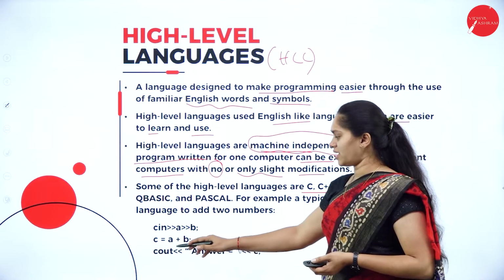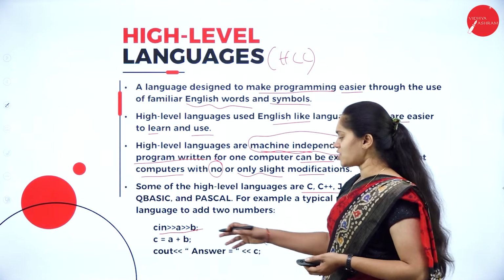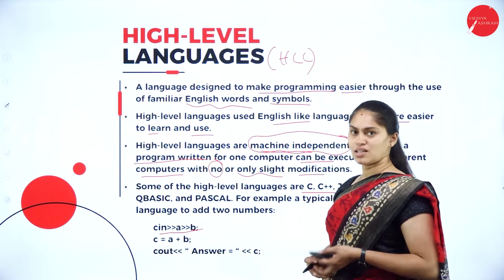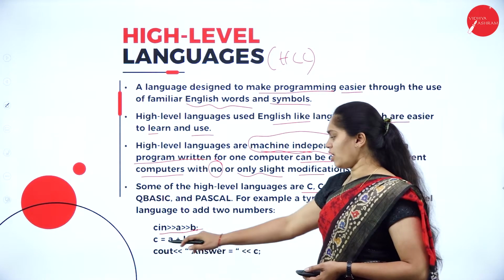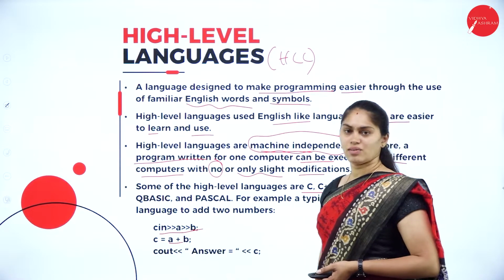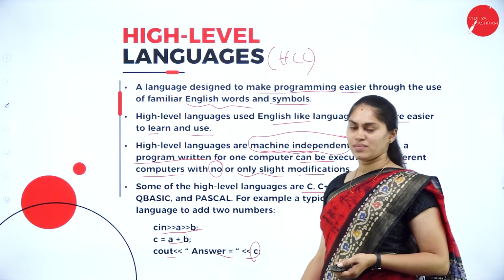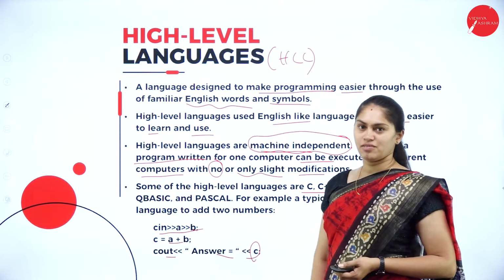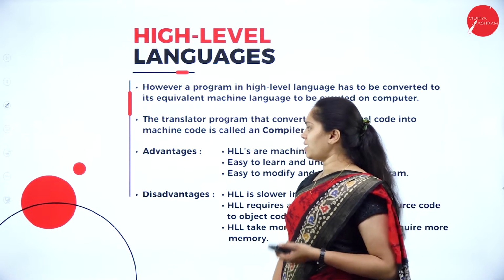Here you can see one example. With the help of the C++ programming language, we are adding two numbers, or two variables, A and B. First we take an input, after that we add them and store the result in one variable, then we display the content of that variable. This is one example. Fine. Then what are the advantages and disadvantages of this high level programming language?